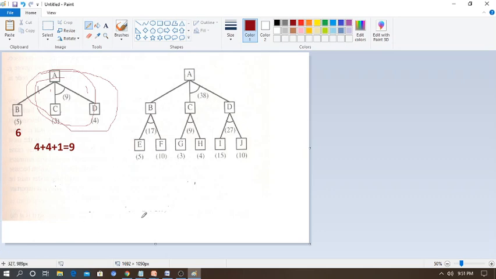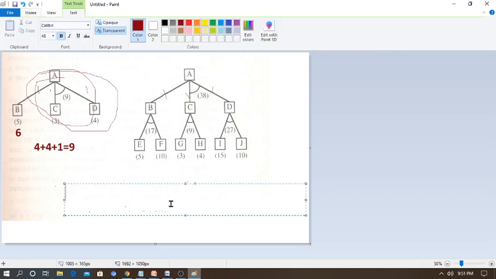Let's go for another example. Here also you can easily get it. Let's assume you have a goal node. Your starting node is A and the goal node is G. Assume the root here, and the cost between A and B is 1, A to C is 1, and A to D is 1. Now how to find this cost? It is simple and easy.